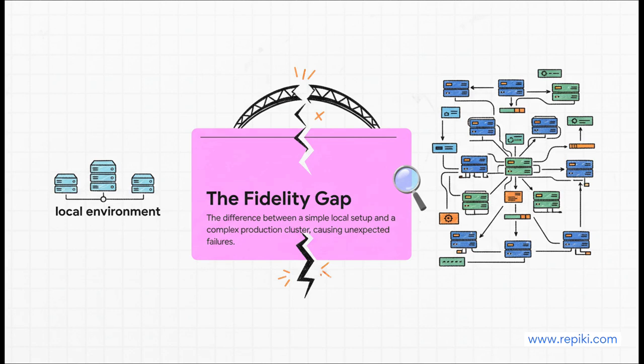It's called the fidelity gap. And really, it's just the massive difference between your simple, cozy local setup and the complex, chaotic reality of a production Kubernetes cluster. Think about it. Maybe your app works fine locally because it has your whole machine to itself, but in production, it just falls over without the right CPU limits. Or maybe it breaks because it can't find a Kubernetes secret that you never even thought to include in your local test. This gap, this is where the nastiest bugs love to hide.